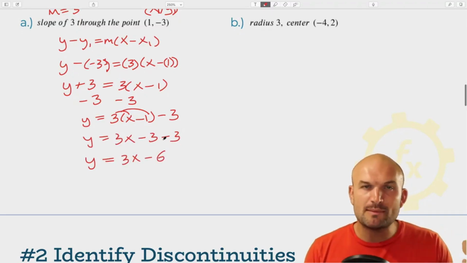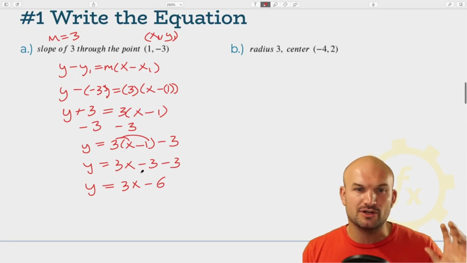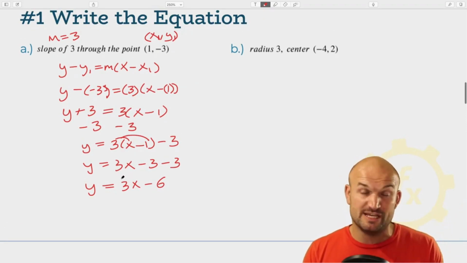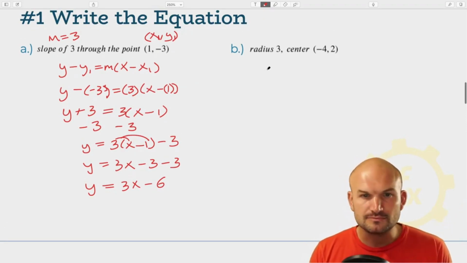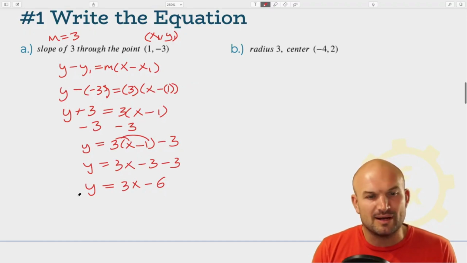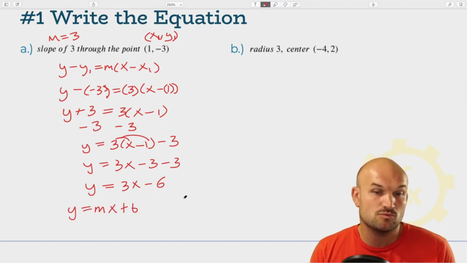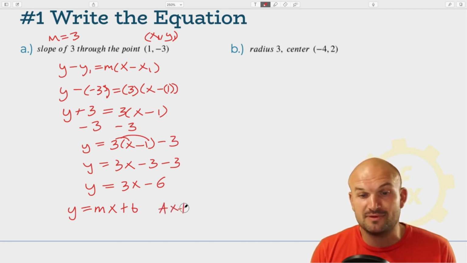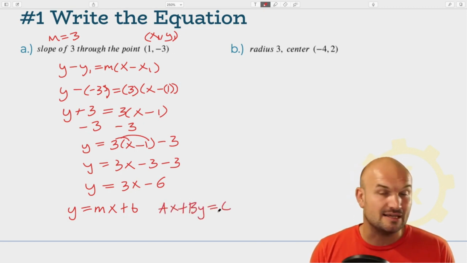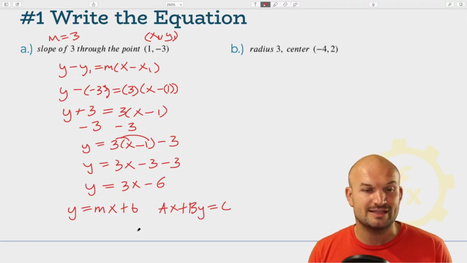Okay, so just remember when we have this given information, we want to look into how we can apply it to the equation we're trying to obtain. I probably didn't mention this, but y equals mx plus b is one way to write a line. You could also look at standard form, ax plus by equals c, as another way to write the equation.